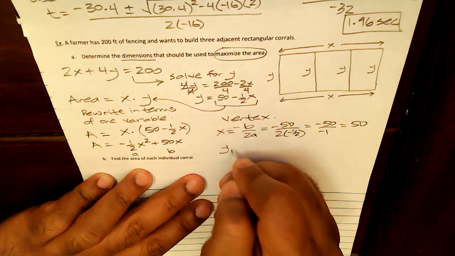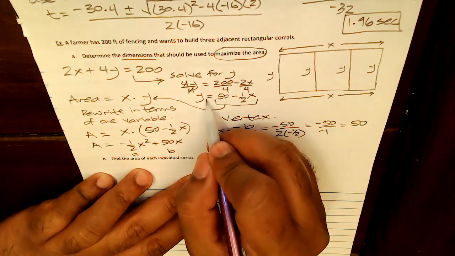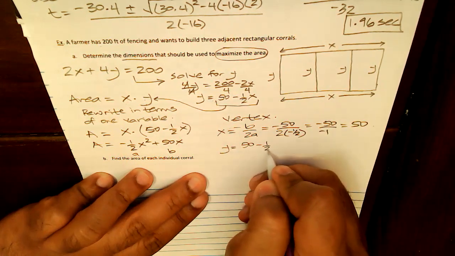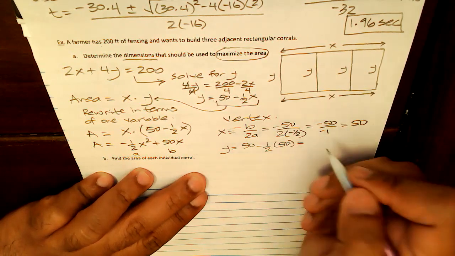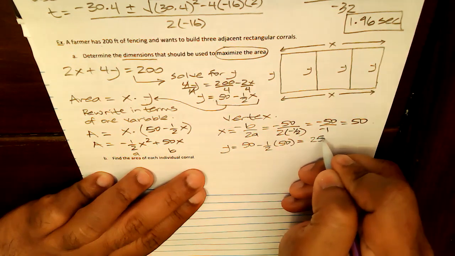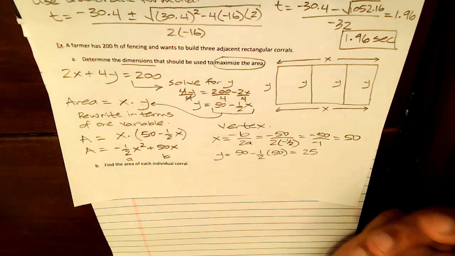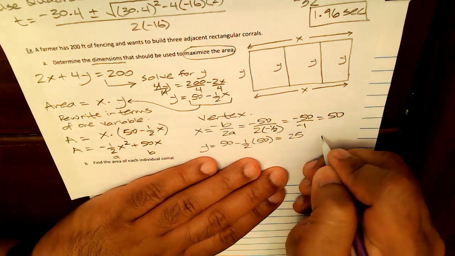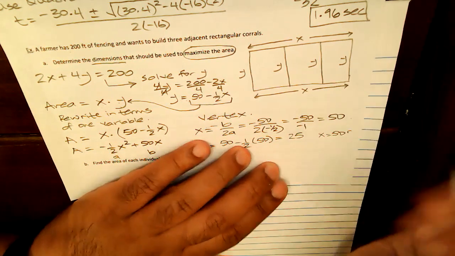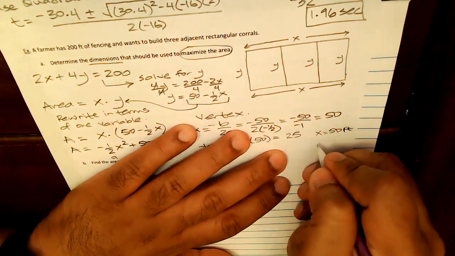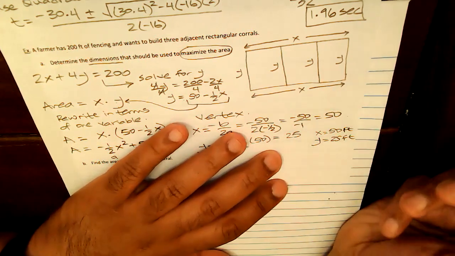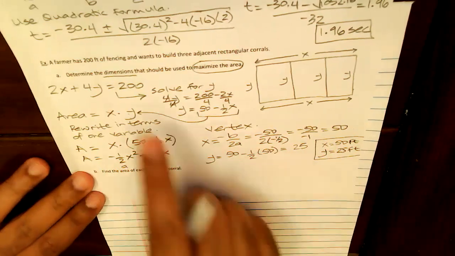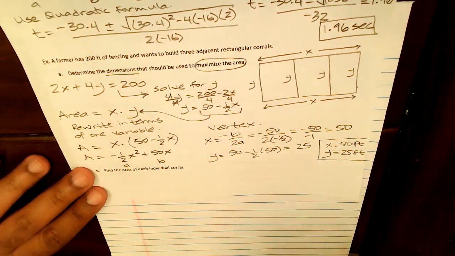Let's figure out what y is. To get y, we're going to use what we solved for y. So y is 50 minus 1/2 x, which is 50 minus 1/2 times 50, because x is 50. That'll be 50 minus 25, which gives me 25. So the x side is going to be 50 feet, and the y side is going to be 25 feet. Those are the dimensions of the corrals.